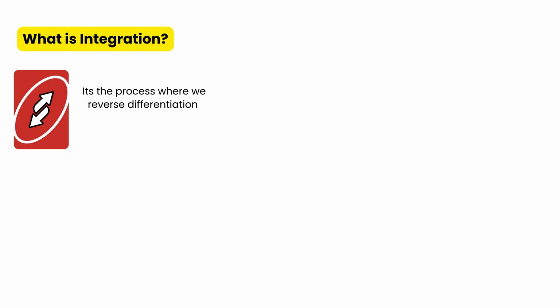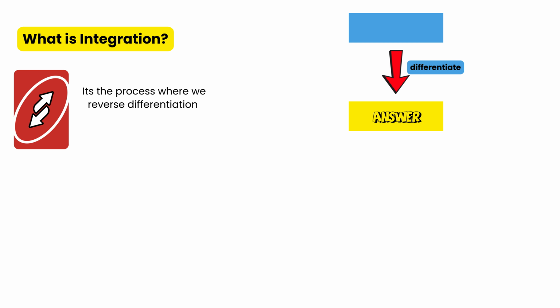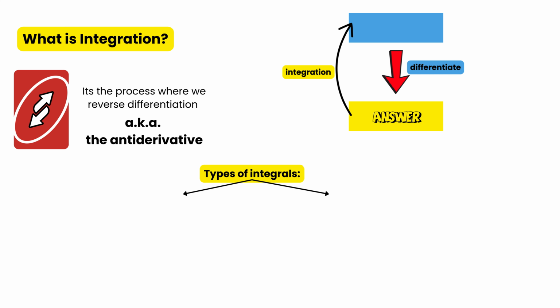What is integration? In short, it's the process of reversing differentiation. In other words, we start with the answer to a differentiation problem and work back to the original function before it was differentiated. That's why integration is also called the antiderivative. We'll look at two types of integrals you need to handle. One, the indefinite integral, and two, the definite integral.